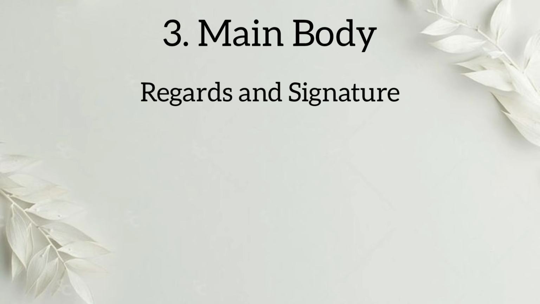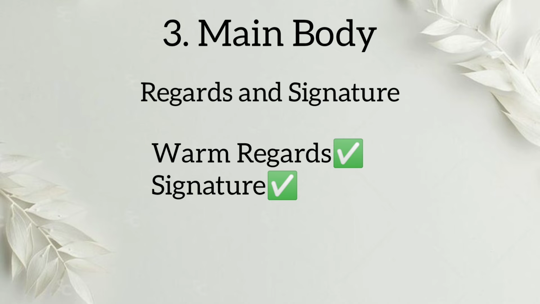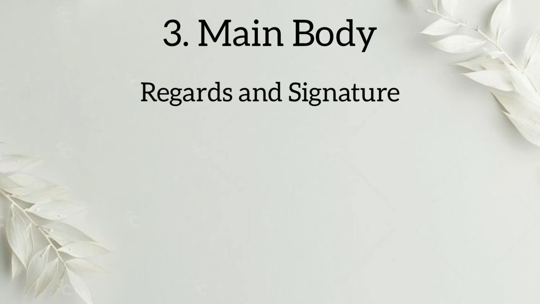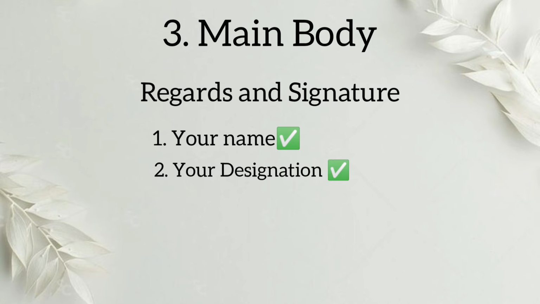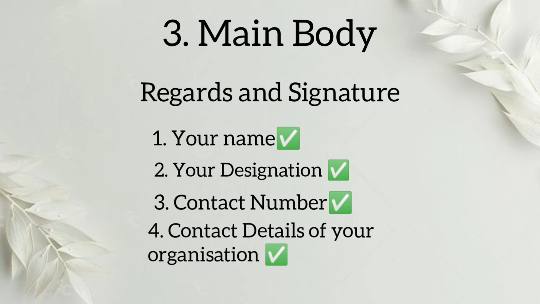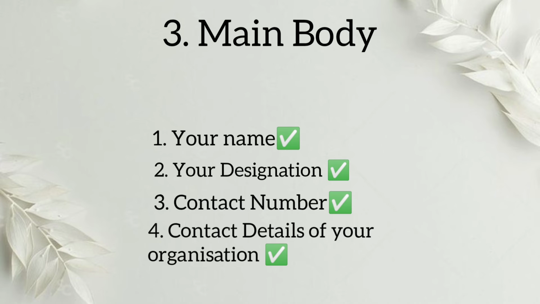Most emails end with warm regards, and then your signature, which is most of the time fixed by the organization. But still, in your signature, what are the primary things that you have to include? Number 1 is your name, obviously. Number 2 is your designation. Then your contact number, and then the contact details of your organization, like the name of your organization. So there is a fixed signature with the organization. So this is all about the body of the email.